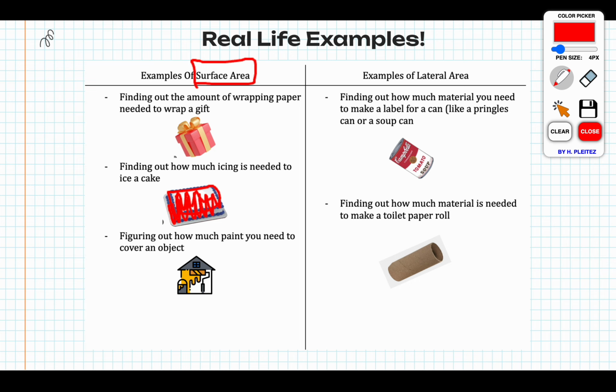Something else is finding out how much paint we want to cover an object. This picture is a house, but a house isn't the best example. Let's say you want to paint a box, or you want to paint a gift for your mom or something. You want to cover all of those faces with the paint to make sure it all looks good.